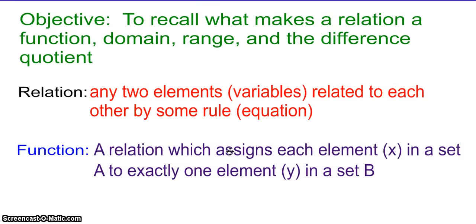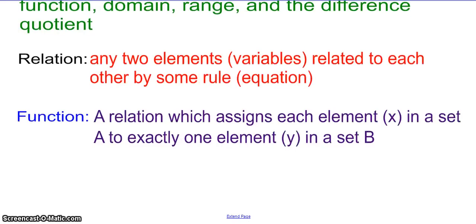So a function then is, again, a specific type of relation. It's a relation which assigns each element, that element we usually think of as x, however it does not have to be x, in some set of elements, to exactly one element y in another set of elements. So let's look at a non-mathematical example of what exactly this means. I'm a big fan of soccer, so I'm going to give you an example of soccer.